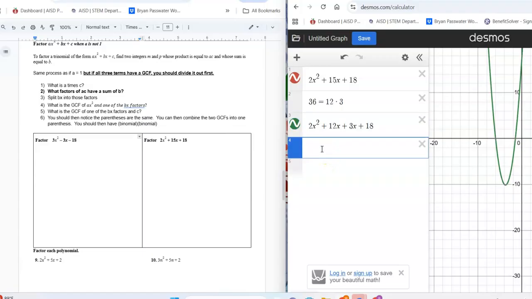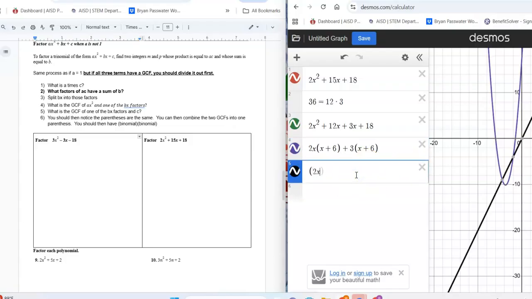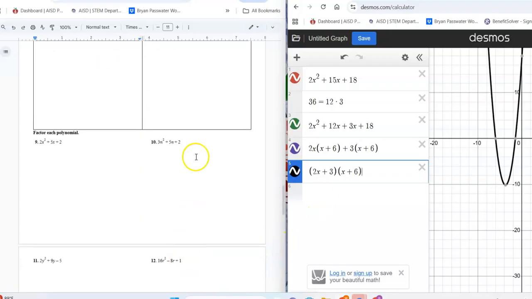All right, the greatest common factor of 2x squared and 12x is 2x. So that's a little different, isn't it? That's plus 6. Plus, the greatest common factor of 3x and 18 is 3. And there we have that. And so now I can combine my greatest common factors like so. And that is the answer. That is 2x squared plus 15x plus 18 factored out. So that's how you do these.